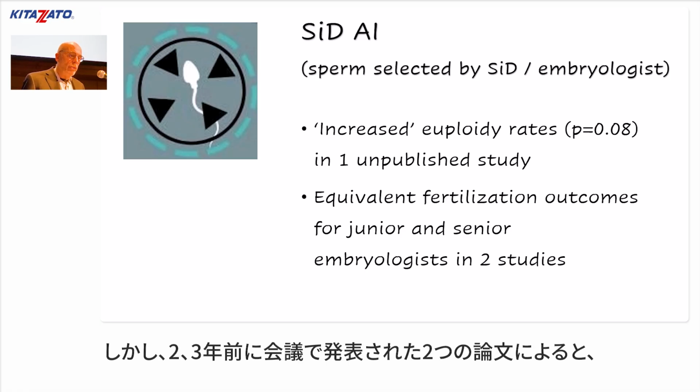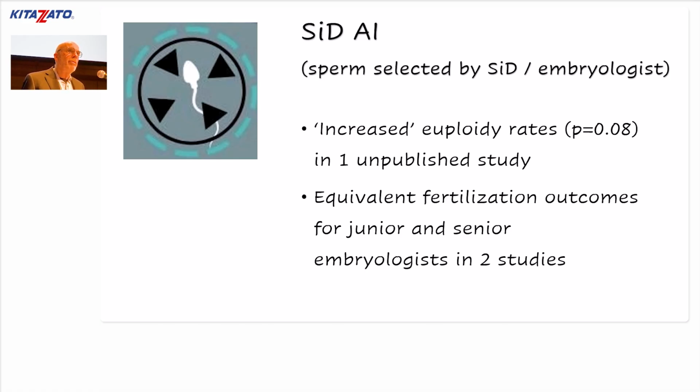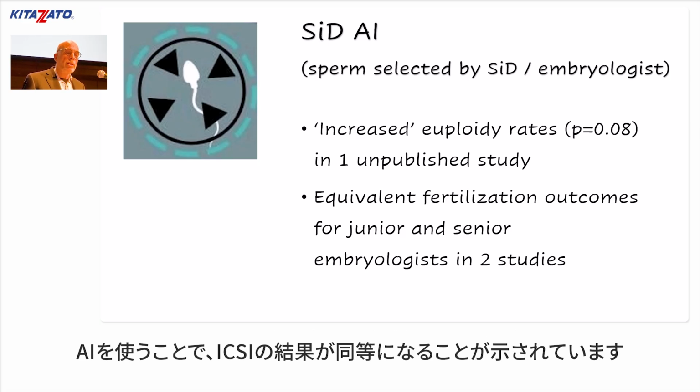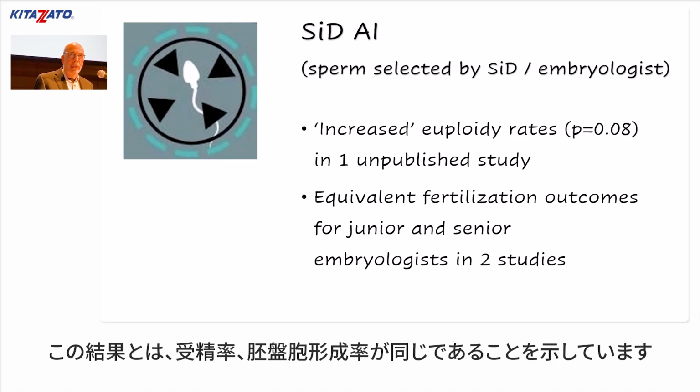But 2 publications that were presented at meetings about 2-3 years ago showed that if you take an aspiring embryologist, a junior, trainee embryologist that is just starting to do ICSI and compare them to senior embryologists who have a lot of experience with ICSI, the outcomes were equivalent. Outcomes in this case means fertilization rates were the same and blastocyst formation rates. Usable blastocyst formation rate was the same.